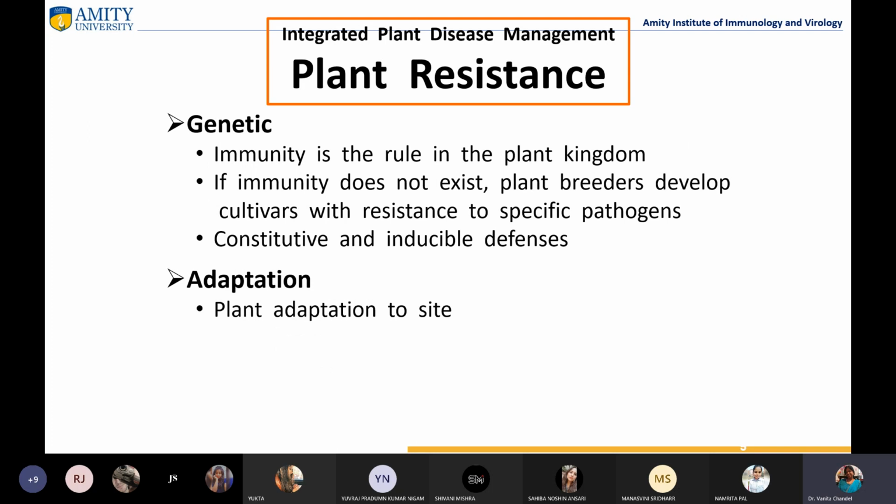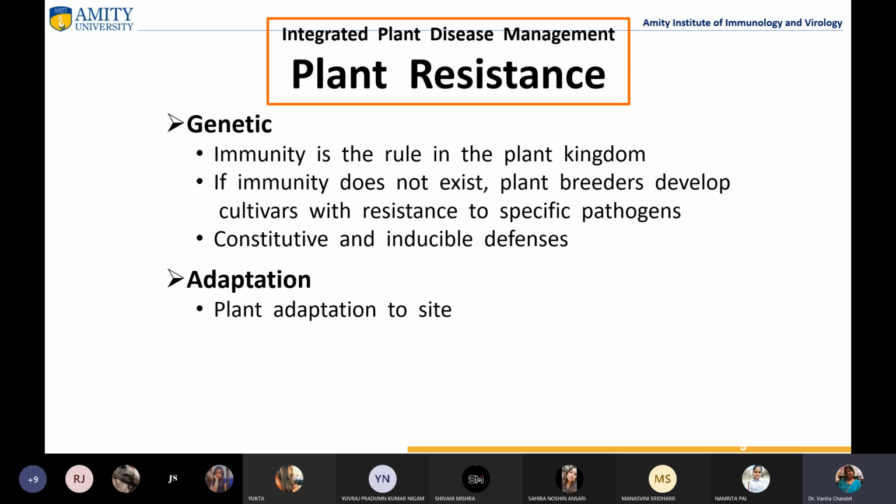Then plant resistance, genetic immunity, also plays a role in the plant kingdom. If immunity does not exist, plant breeders develop cultivars with resistance to specific pathogens, right? Some of the cultivated plants we have have wild relatives which are growing naturally out there, maybe in untouched flora. So we can exploit and study those plants and see whether they have a plant resistance or pathogen resistance gene in them, and we can use those varieties for growing.